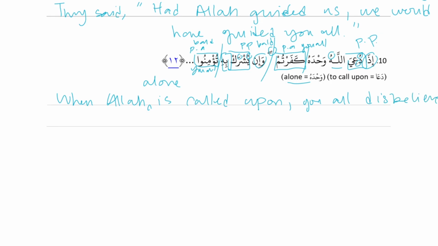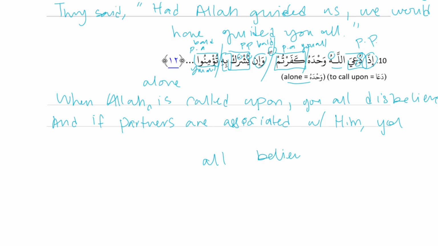Wa in yushrak bihi. And if. Right, in is if. So yushrak bihi. Yushrak. Ashraka is to associate partners. So to make that passive, partners are associated. Subduer was action. So what partners are associated with him? Associated with him. You all believe. Good. You all believe. Just a few more.